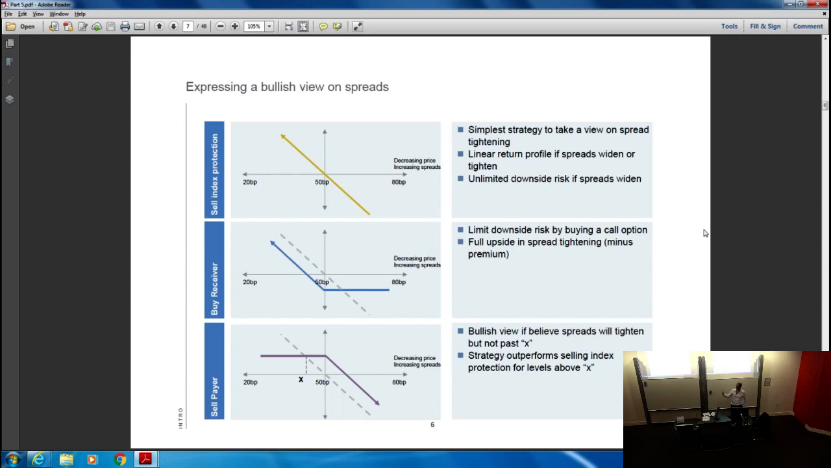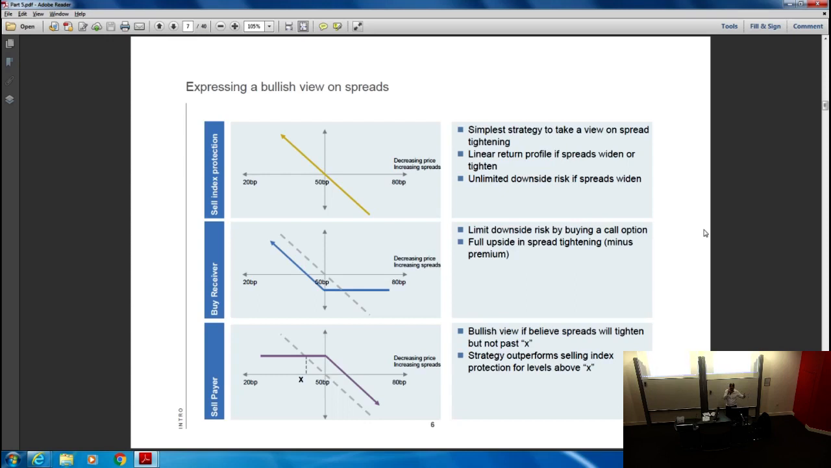So how do you express this bullish view? You can either sell protection on the index. That's the simplest form: just sell Main protection, receive the spread, whatever it is, and away you go. However, if you want to nuance your trade a little bit, you can use an option. So if you buy a receiver, you're going to be paid if spreads go tighter than the strike. So it's a long risk trade as well.